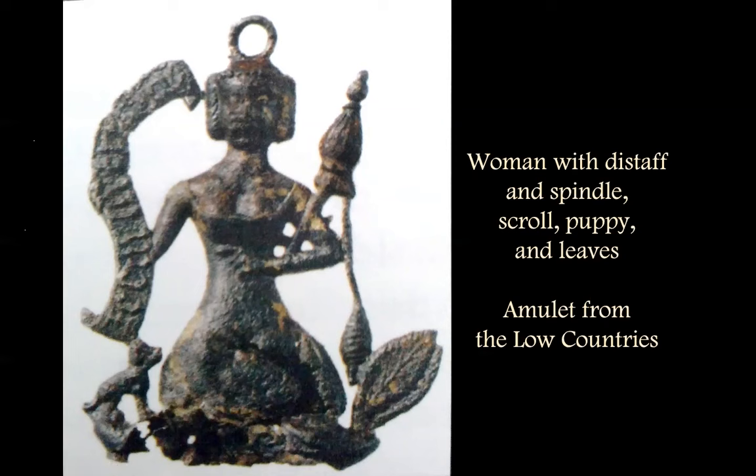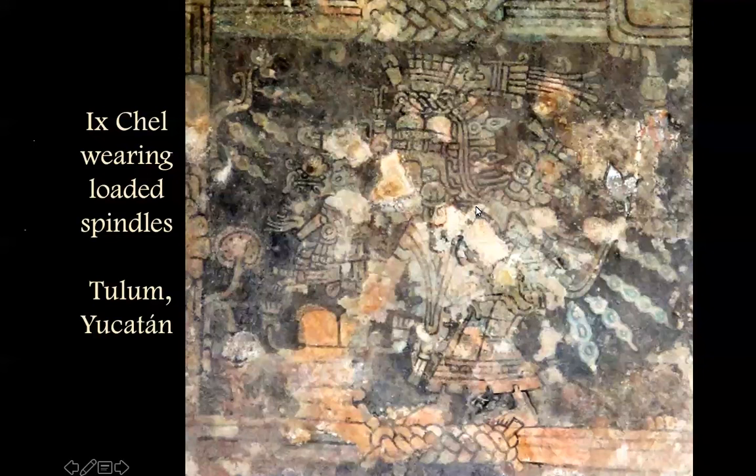So this is a very interesting, probably lead amulet that shows perhaps a fate. Notice that this is the Low Countries. You have the little dog, so there may even be a continuity with Nehalennia. She's got the scroll, probably from the Roman influence. You can see she was worn, and she has the distaff with the spindle hanging off of it. And some herbs there. So wearing a protective image of the fate goddess.